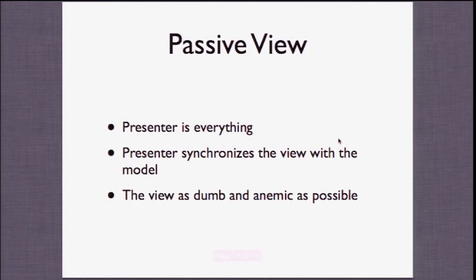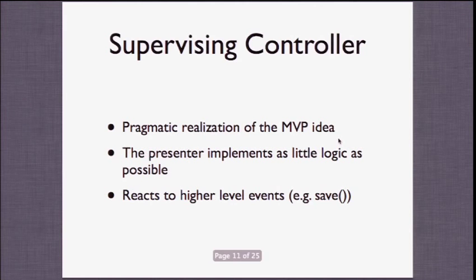So in passive view the presenter is everything. The presenter synchronizes the view with the model, and the view is as dumb as possible. Then we have supervising controller, which is pragmatic. In Swing, it would mean, for instance, that you have something like a JPanel or JFrame, which implements an interface and exposes everything possible in the view through this interface. The view does something like converting actionPerformed to OK. So the controller has a method OK or save, and the view translates the Swing actionPerformed to OK. This would be in Swing, and in JavaFX exactly the same, right?